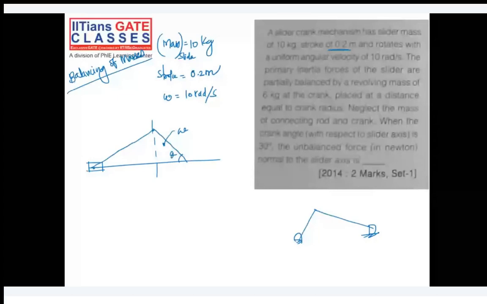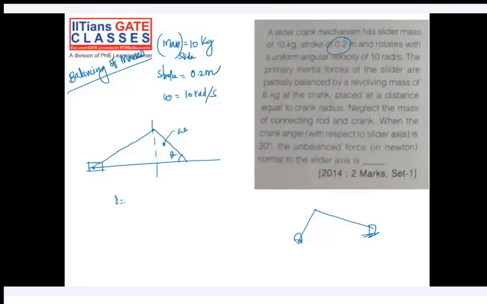And the unbalanced force is m r omega square sine of 30. Mass is 10 in this case. R is 0.1 meter. Omega is 10, square, into sine of 30, which is 1 by 2. We should get 30. So 30 Newton is the answer in this case.